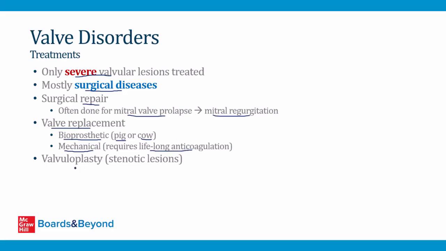And then finally, in rare specialized cases, you can do valvuloplasty for stenotic lesions. Valvuloplasty refers to breaking up of the stiff, thick parts of the valve so that it opens more easily. And this can be done in a minority of cases of stenotic valve disease.